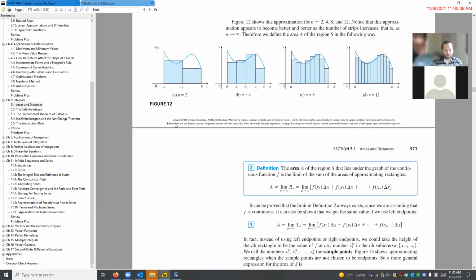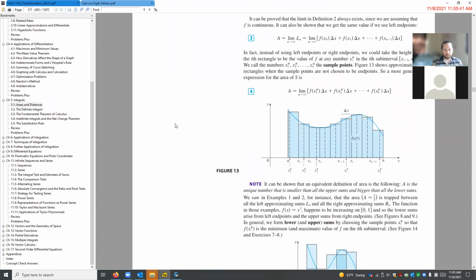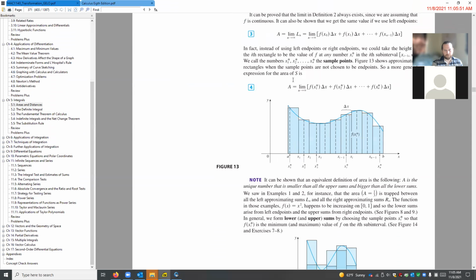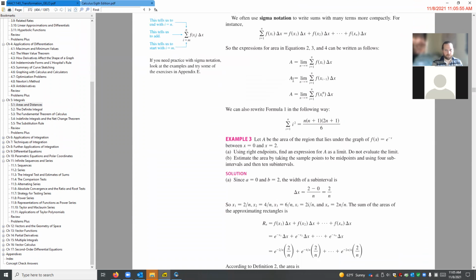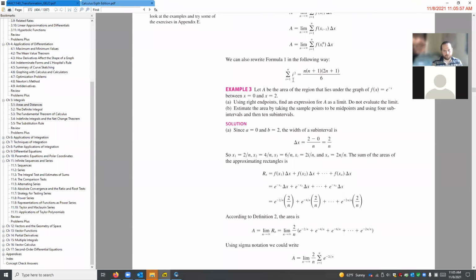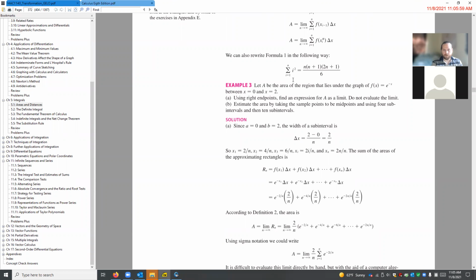We talked a little bit about overestimates and underestimates. There is a different way of thinking about these things where you take your sample points to come from anywhere in those subintervals. This leads to other concepts like upper and lower sums. I'm not going to beat you guys up with that stuff. It's nasty and nobody actually uses it for computation purposes.